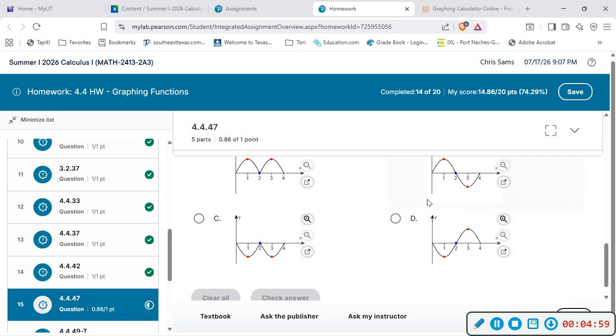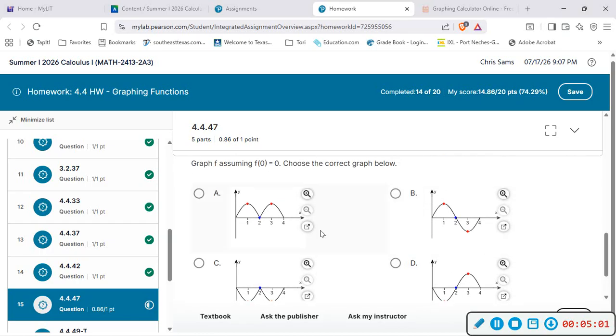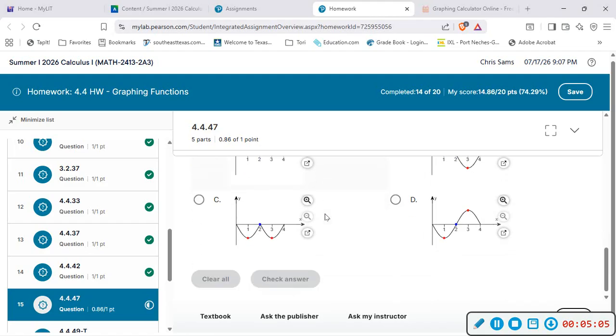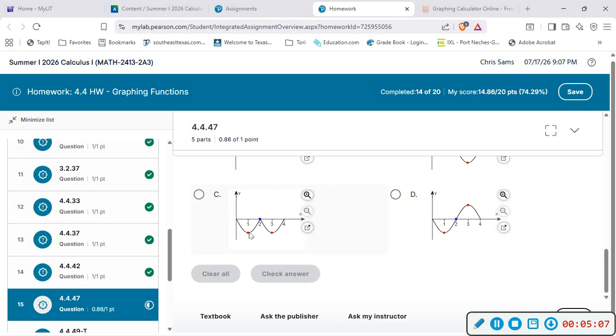So this one looks to fit. This one starts out increasing first. We know we need to start out decreasing. So just based on the start, I would eliminate A and B. These two graphs start out decreasing. This has a concave up and a concave up. We need a concave up and a concave down. So D would be the best graph.